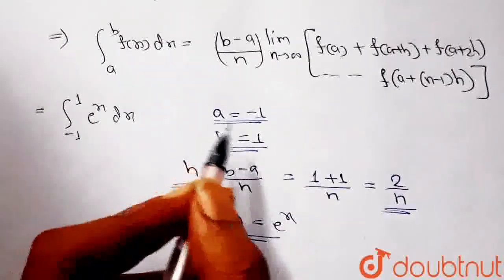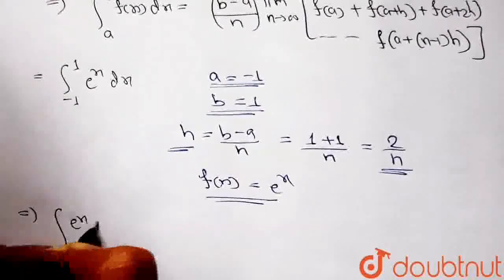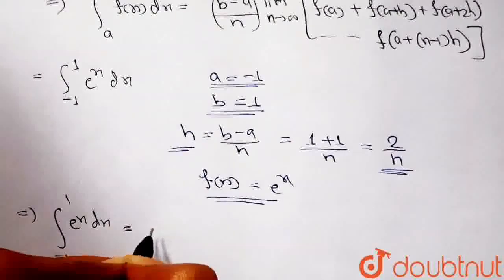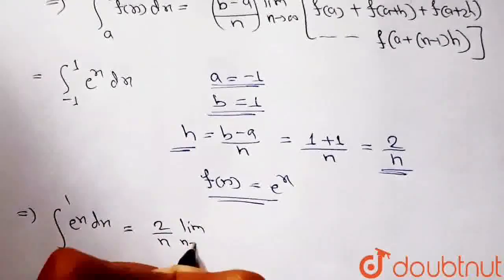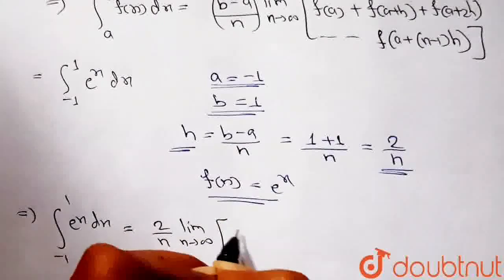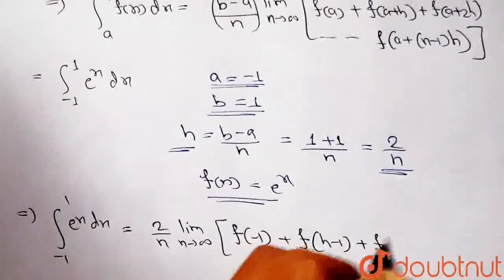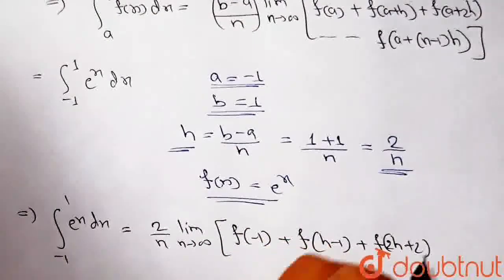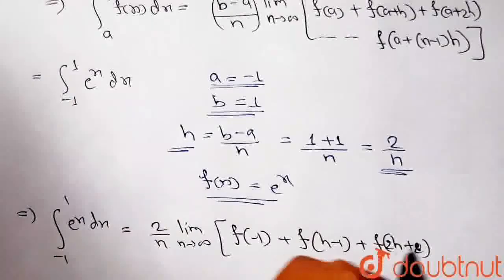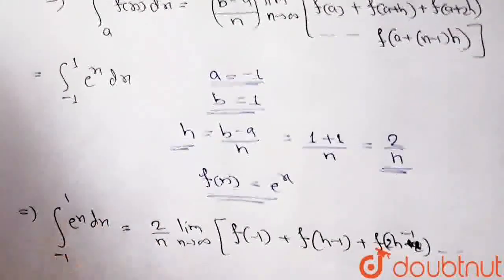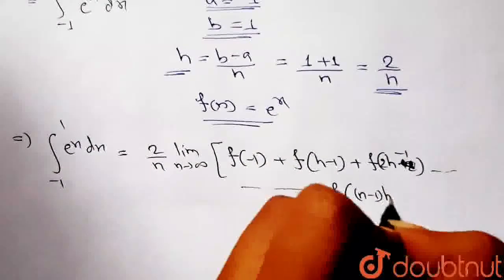So let's put all these things in this equation. We will have integral of e to the power x dx from minus 1 to 1 as (b minus a) by n, that is 2 by n, limit n tends to infinity, f of a, that is minus 1, plus f of a plus h, that is h minus 1, plus f of a plus 2h, right? So a is minus 1, so this will be 2h minus 1, up to f of n minus 1 h minus 1.